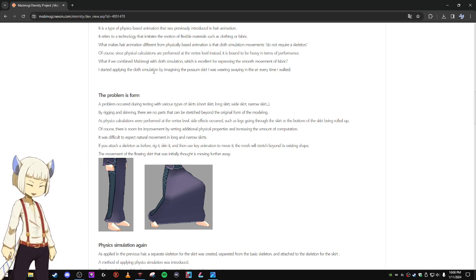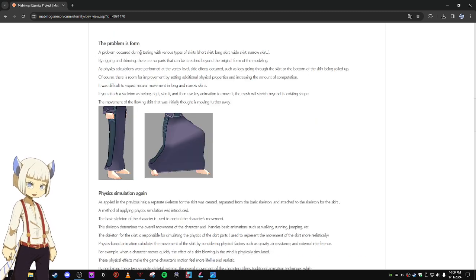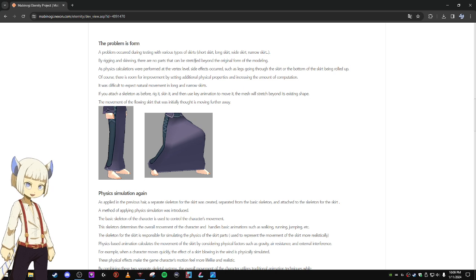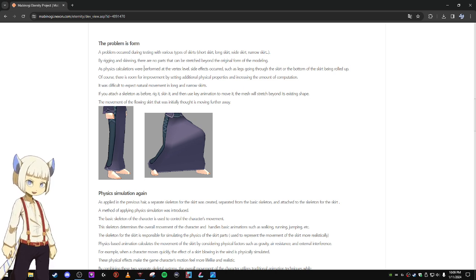I started applying the cloth simulation by imagining the popo skirt I was wearing swaying in the air every time I walked. The problem is form. A problem occurred during testing with various types of skirts: short skirt, long skirt, wide skirt, narrow skirt. By rigging and skinning, there are no parts that can be stretched beyond the original form of the modeling. As physics calculations were performed at the vertex level, side effects occurred, such as legs going through the skirt or the bottom of the skirt being rolled up.